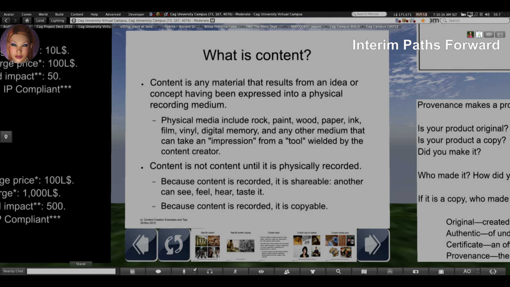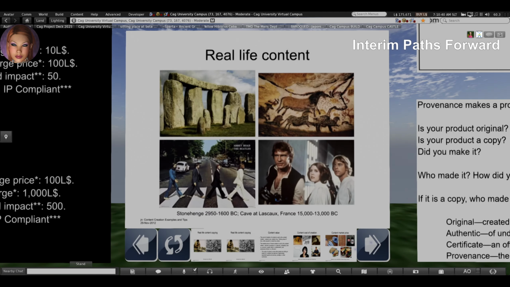This could include a rock, a painting, a carving in wood, printing on paper. Even today, digital blog posts are examples of content. But content is not content until it has been physically recorded. If it is physically recorded, that means it is shareable and copyable. That's why we talk about copyright.